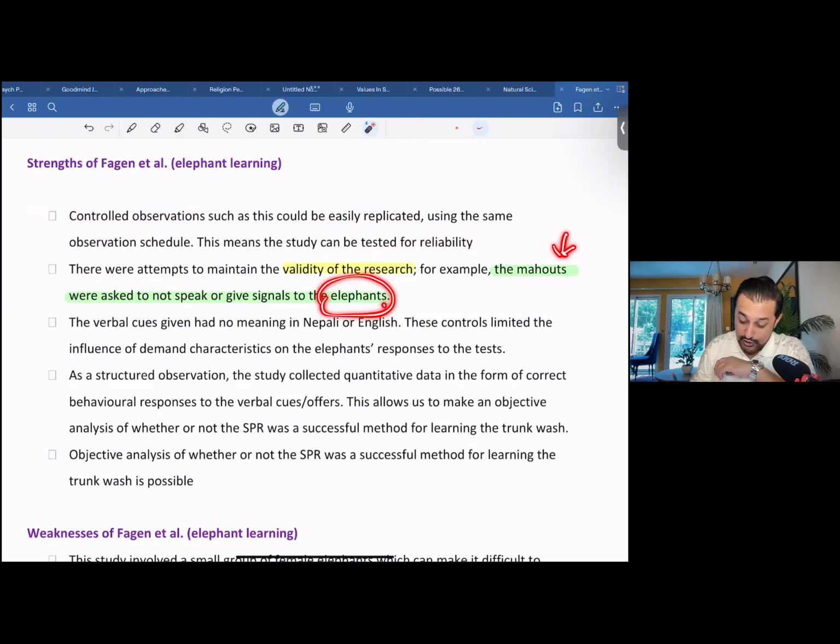So the second advantage over here was mahouts not being allowed to communicate with the elephants, right? This was done to increase the validity, to increase the credibility of the research, to ensure that this extraneous variable does not affect the findings.